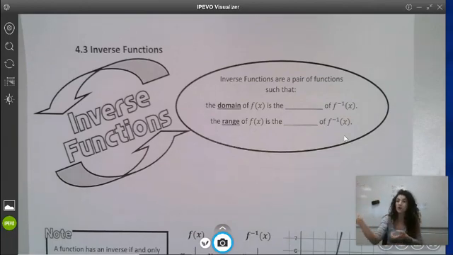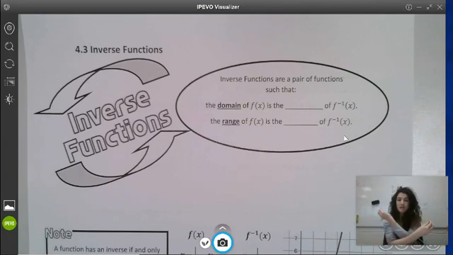So it's a relationship between an original function and the inverse function. And their relationship is that they undo each other. Like addition undoes subtraction, like multiplication undoes division. It's that same idea, but now instead of talking about operations, we're talking about functions. And so we're saying, okay, this function undoes whatever the first function did.